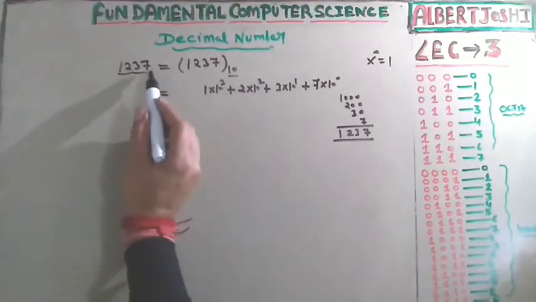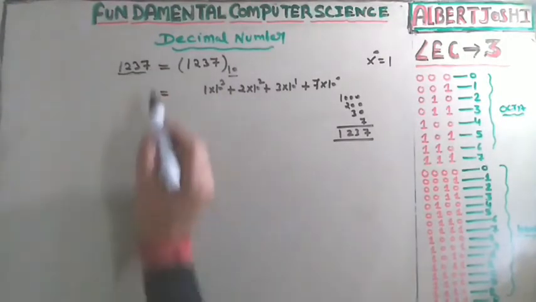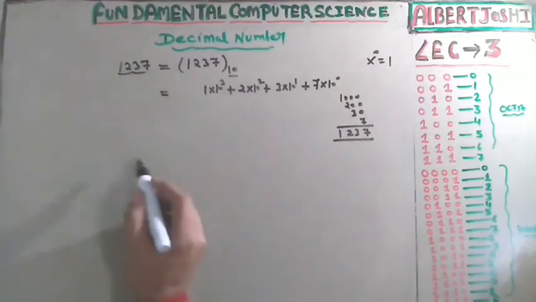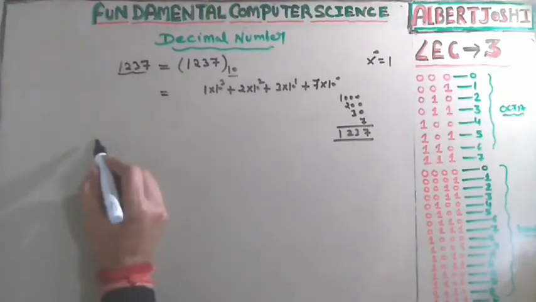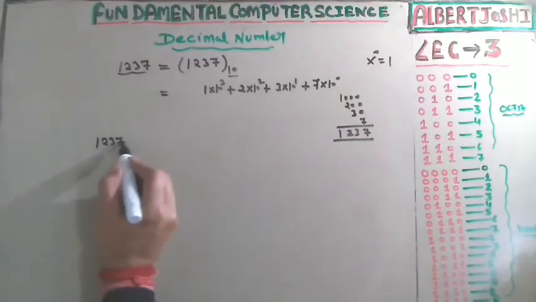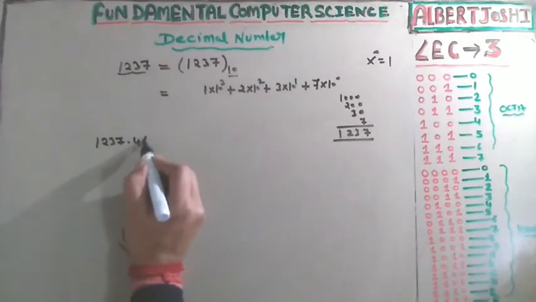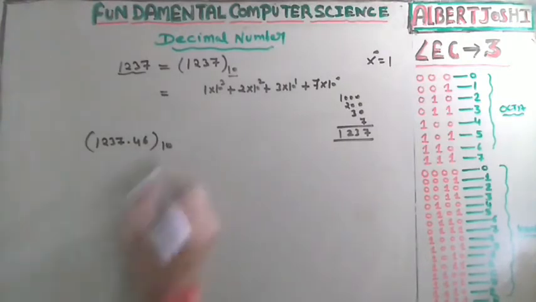Now, if there is a decimal fraction, how will you write it? Suppose you have 1237.46. In this condition, how will you write it? This is the question.